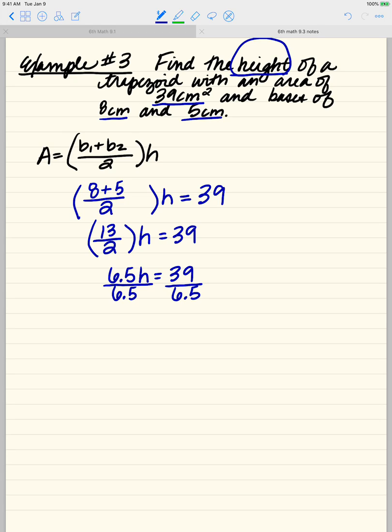6.5 divided by 6.5 on the left is just 1. So that cancels out, leaving h all alone equal to something, which is what I want. 39 divided by 6.5 is 6. Okay, notice our units, centimeters, so the height of our trapezoid is 6 centimeters.